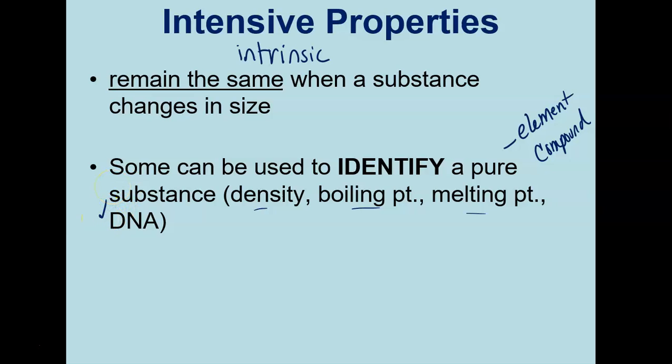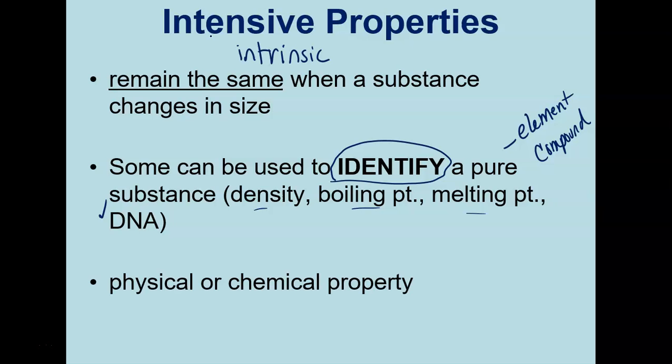And you know that your DNA, unless you're an identical twin, is specific to you, which means if someone has a sample of your DNA and tests it, they can identify you based on your DNA. That's kind of keeping it very simple. Hopefully that gets the point across. So intensive properties, some of them can identify a pure substance. And of course it can be either physical or chemical.